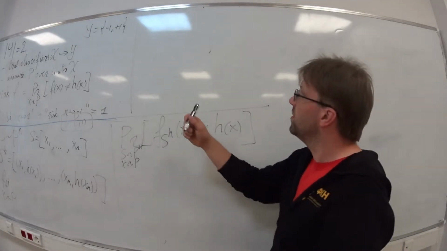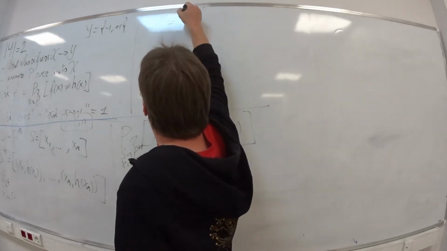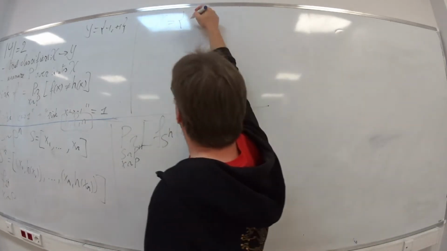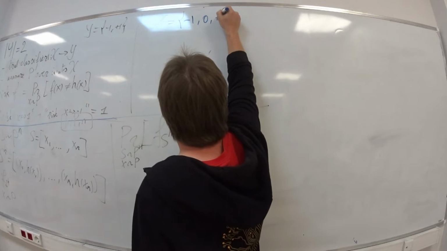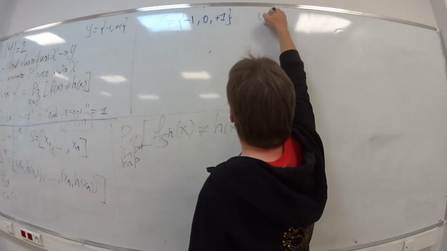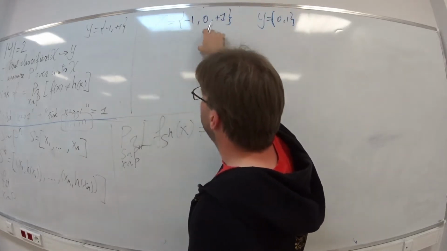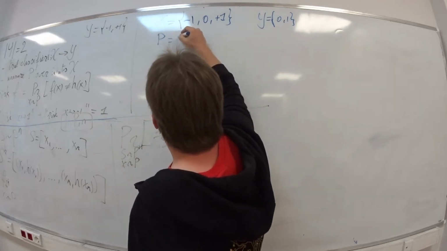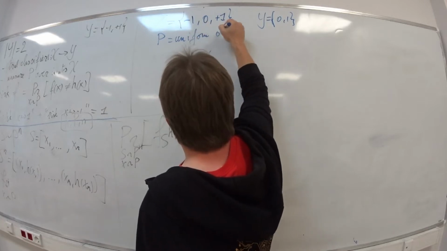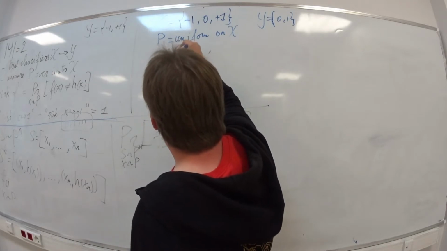Let's do a small example. Let us consider X containing just 3 points: -1, 0, +1. I will change the marker because otherwise it's not visible on the camera. Let's say Y is equal to 0 and 1. Let's consider the nearest neighbor algorithm, and P is uniform on X. 1 nearest neighbor.